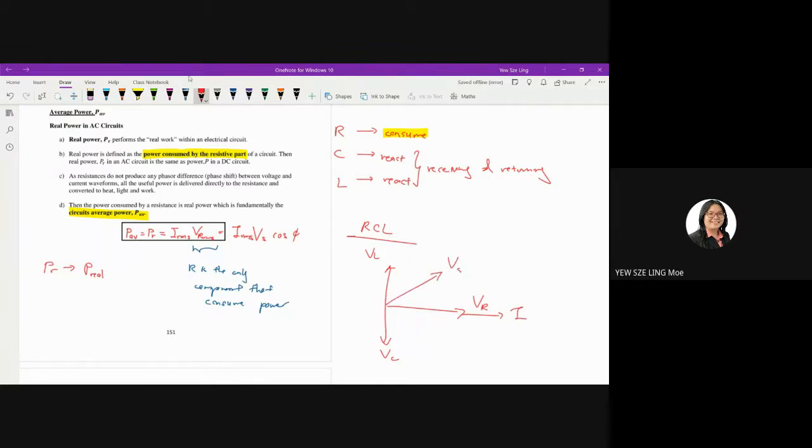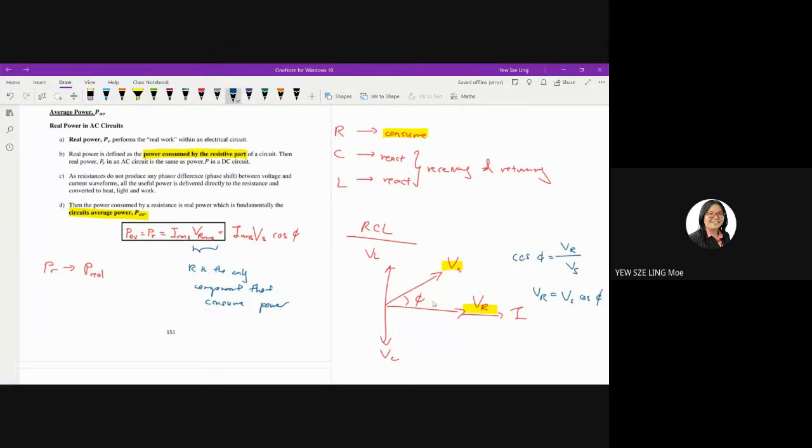So the relationship between the source and the VR is a cos phi. So this is your phi. This is a phi. So cos phi is equal to VR over VS, based on the diagram given. Therefore, VR at the same time can be written as VS cos phi. So that is what we have in average power.